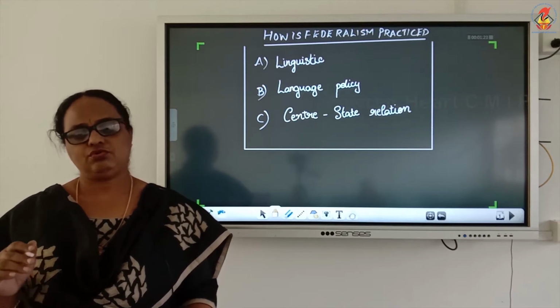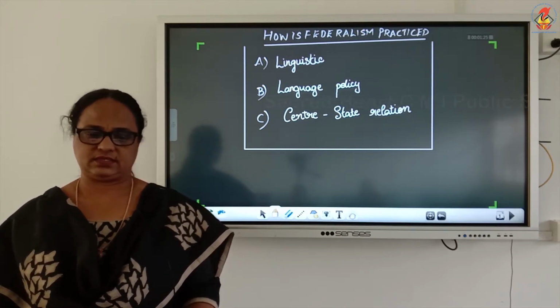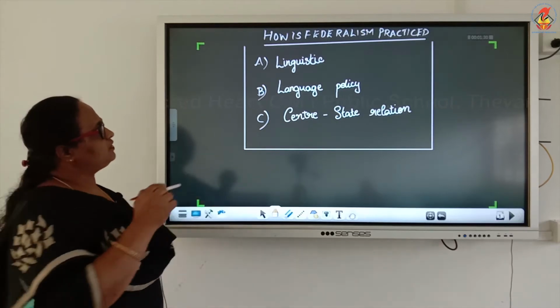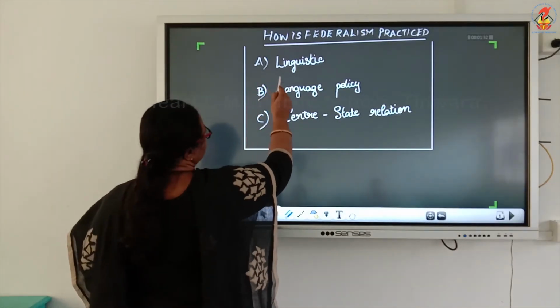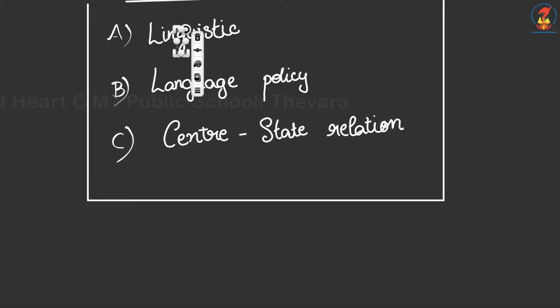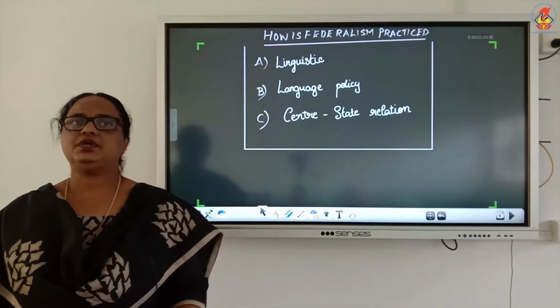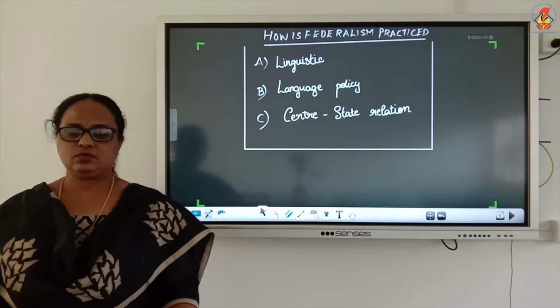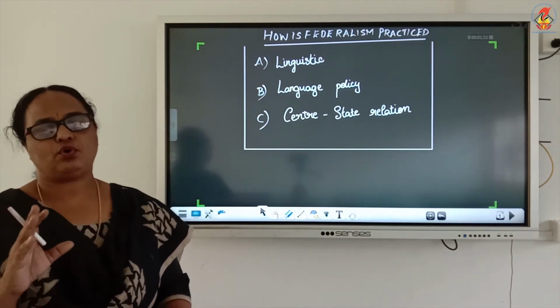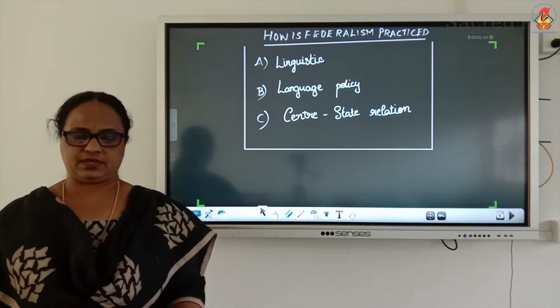Now, for us to know how is federalism practiced, we'll go through some of the points. The first one is the linguistic states. Under the linguistic states, we understand the creation of linguistic states was the first and a major test for democratic politics in our country.